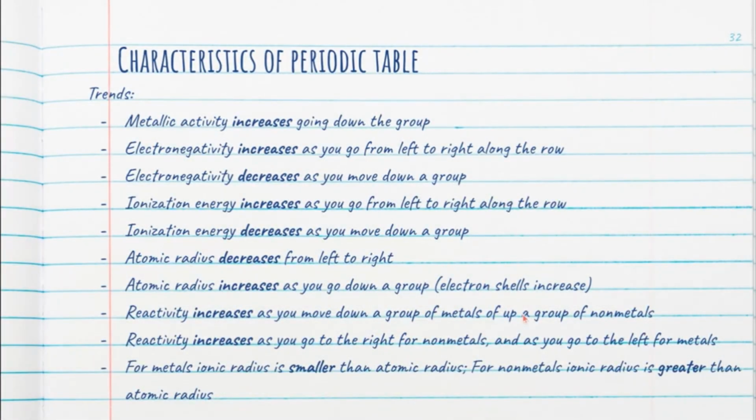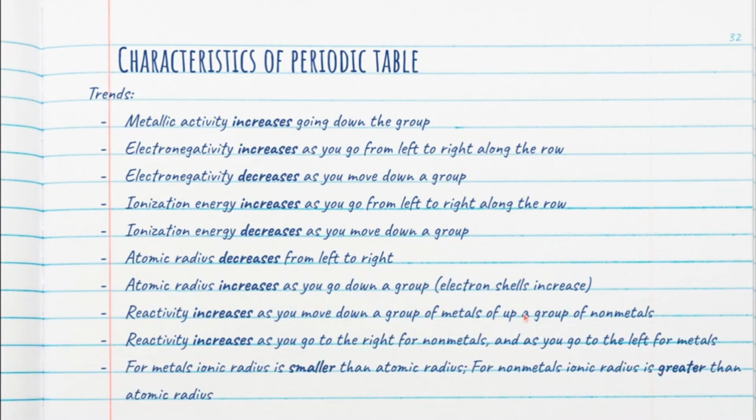Some trends along the periodic table. Metallic activity increases going down the group. Electronegativity increases as you go from left to right along the row. Electronegativity decreases as you move down a group. Ionization energy also increases as you go from left to right and decreases as you go down.